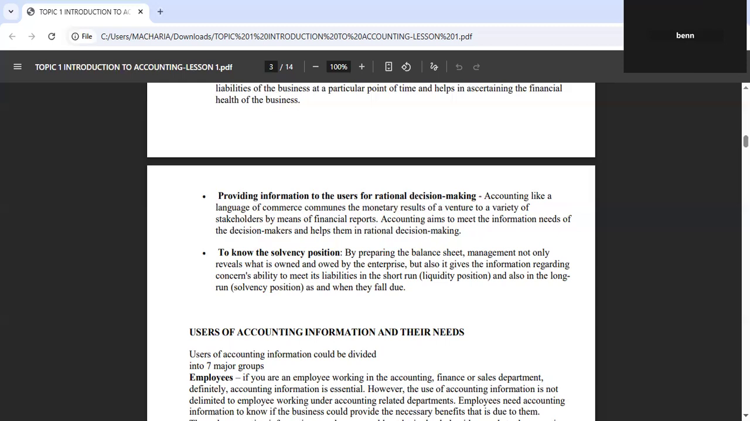Finally, another objective of accounting is to know the solvency position. Solvency in this case, we are asking ourselves, is your business a going concern? Is your business able to make profit? Solvency, is it going to close down any soon? So those are the basic objectives of accounting.